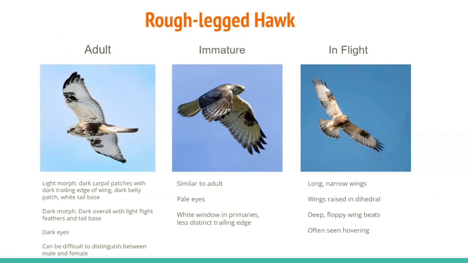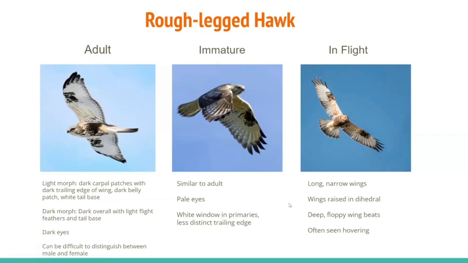For the dark morph, they tend to be dark overall, but they still have those light flight feathers and a very pale tail base. Adults also have dark eyes, and it can be very difficult to distinguish between a male and a female rough-legged. Oftentimes, the only way we can tell is if we actually have that bird in hand and can take measurements to tell the difference. Even then, there can be a lot of overlap.